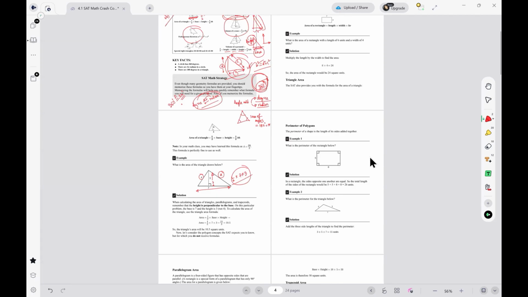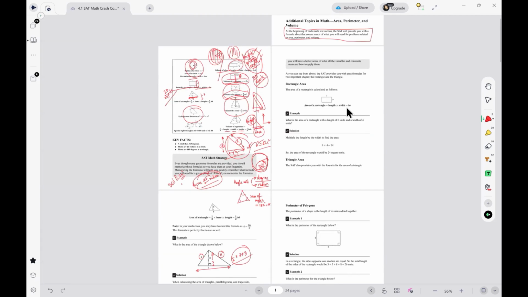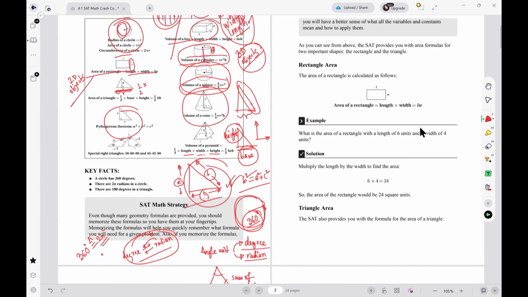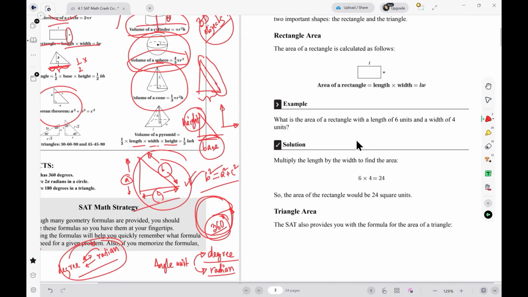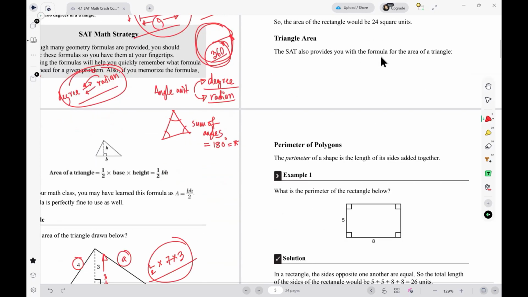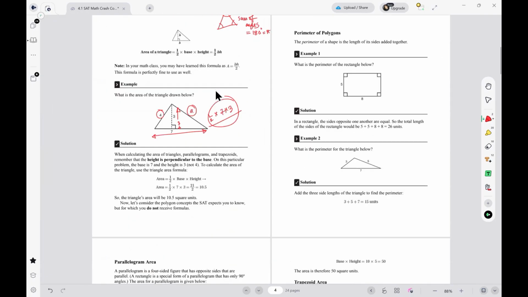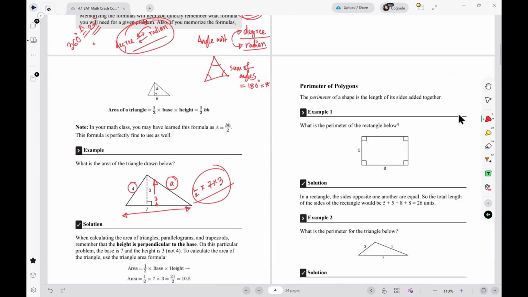And then we have a rectangle area. What is the area of a rectangle with a length of 6 units and width of 4 units? That is 6 times 4, 24. Simple.